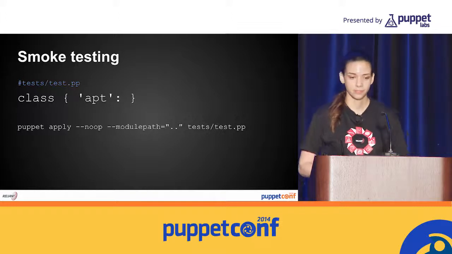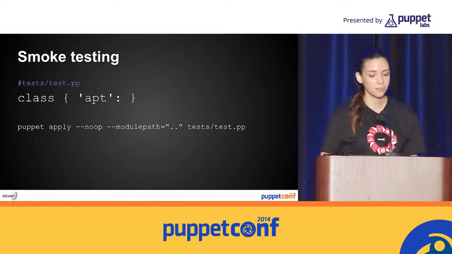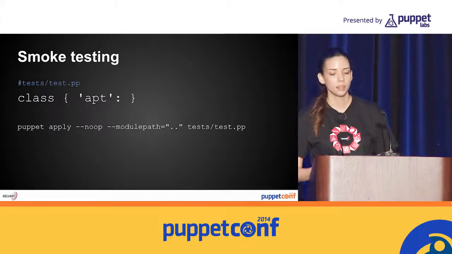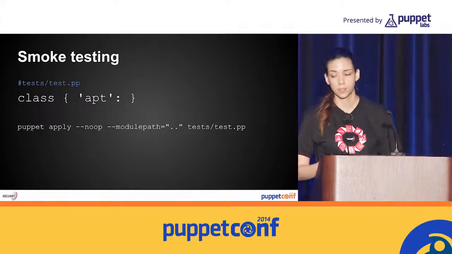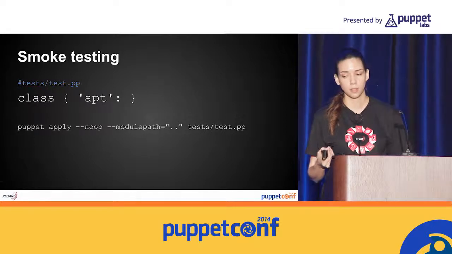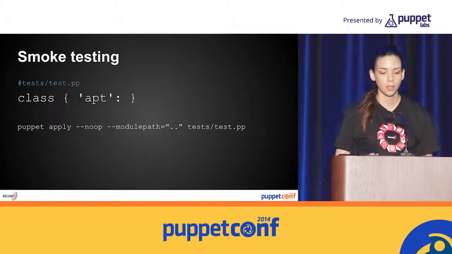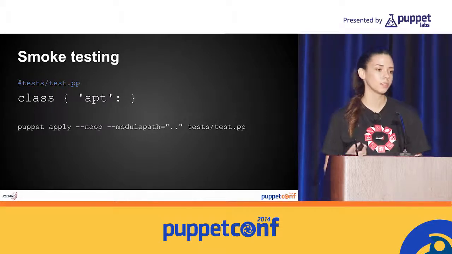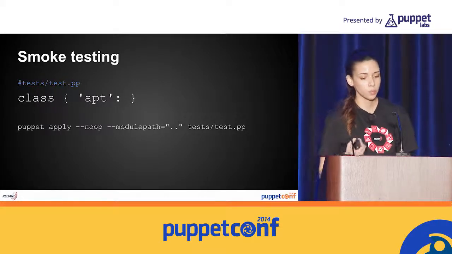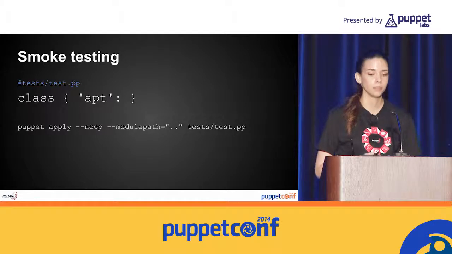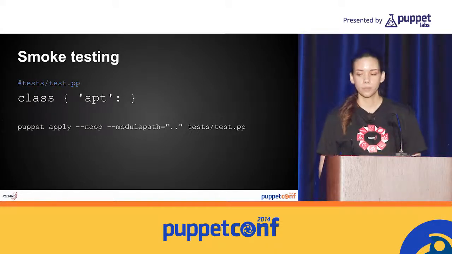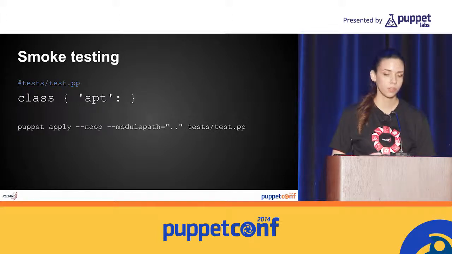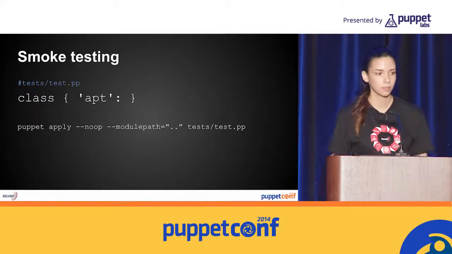Smoke testing. For very basic smoke testing, you can create just a one-line manifest that calls the class to be tested. In this example, it's apt. You can just run it with puppet apply --noop, just to ensure that the catalog will be compiled with no errors. But with this, you still have to look at the log to see if it's really behaving the way it should be.